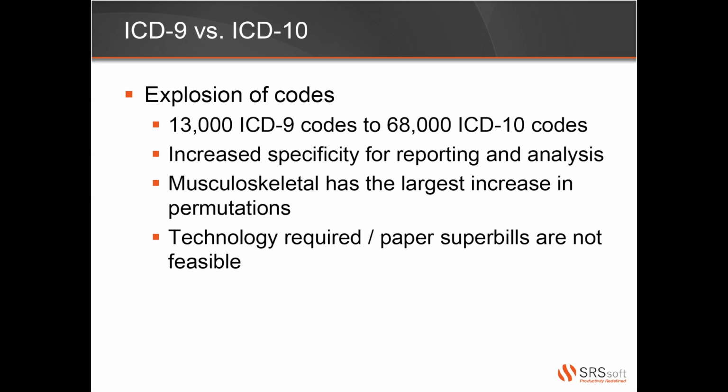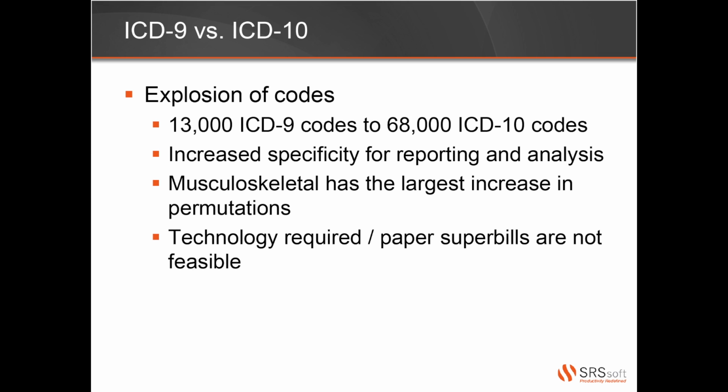Of all the specialties, musculoskeletal has the largest increase in permutations. In other words, it used to be you had a diagnosis called hip fracture. Now there's literally dozens of hip fracture codes, whereas some other specialties like ophthalmology, for example, don't have it as bad. Most of the expansion in codes is the laterality, the left eye or the right eye.